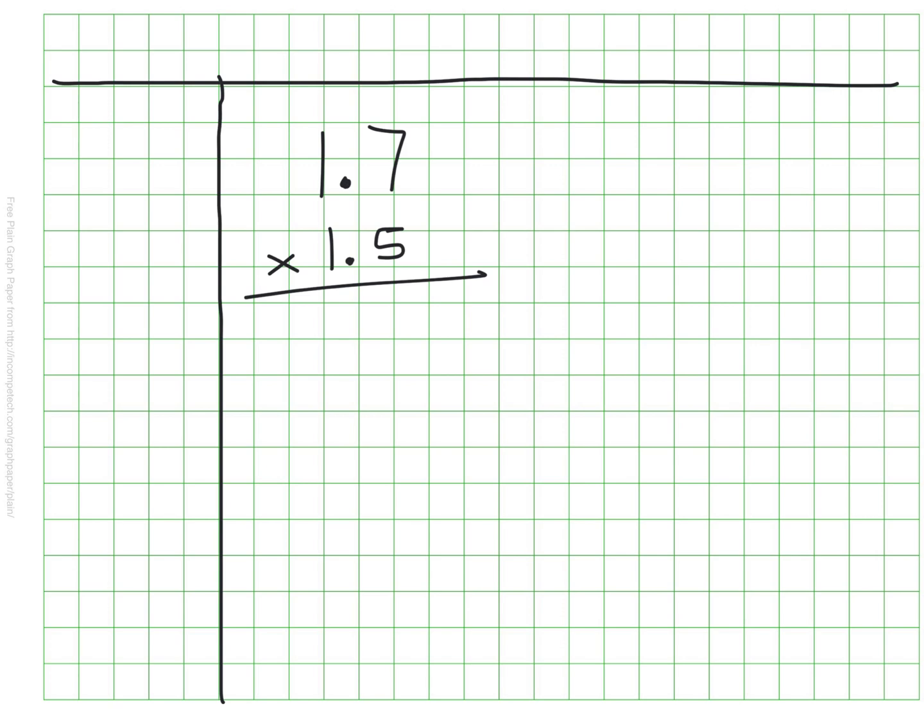I'm going to start by working with my 5. I'm going to do 5 times 7, which is 35. I'm going to put the 5 down and carry the 3. Then I'm going to do 5 times 1, which is 5, plus the 3 makes 8. So I've done the first part of my algorithm.